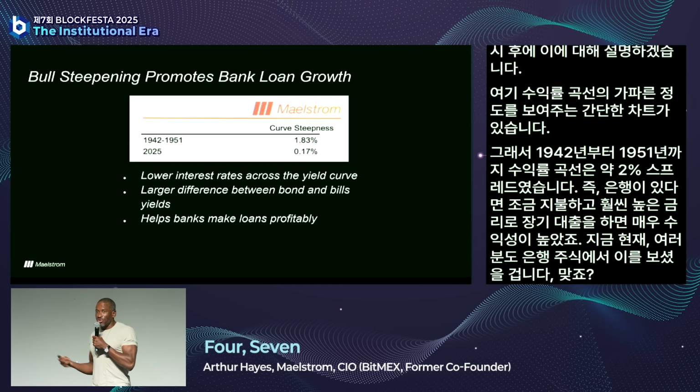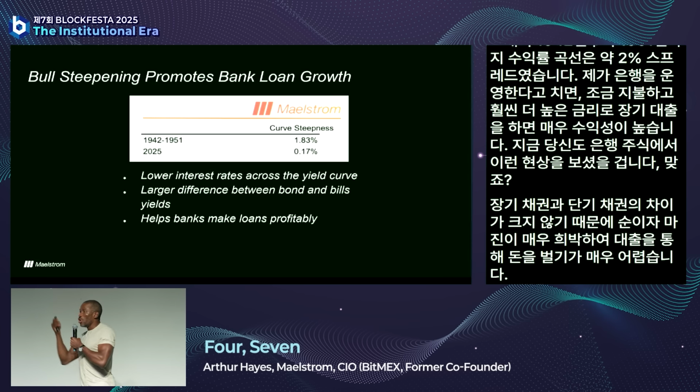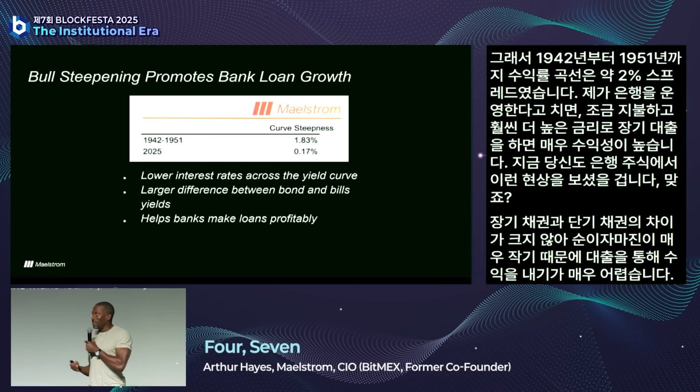And so what Bessent wants to do is steepen the yield curve, lower interest rates, and allow small banks to lend to small businesses, and then that's going to help employ people and build bombs.